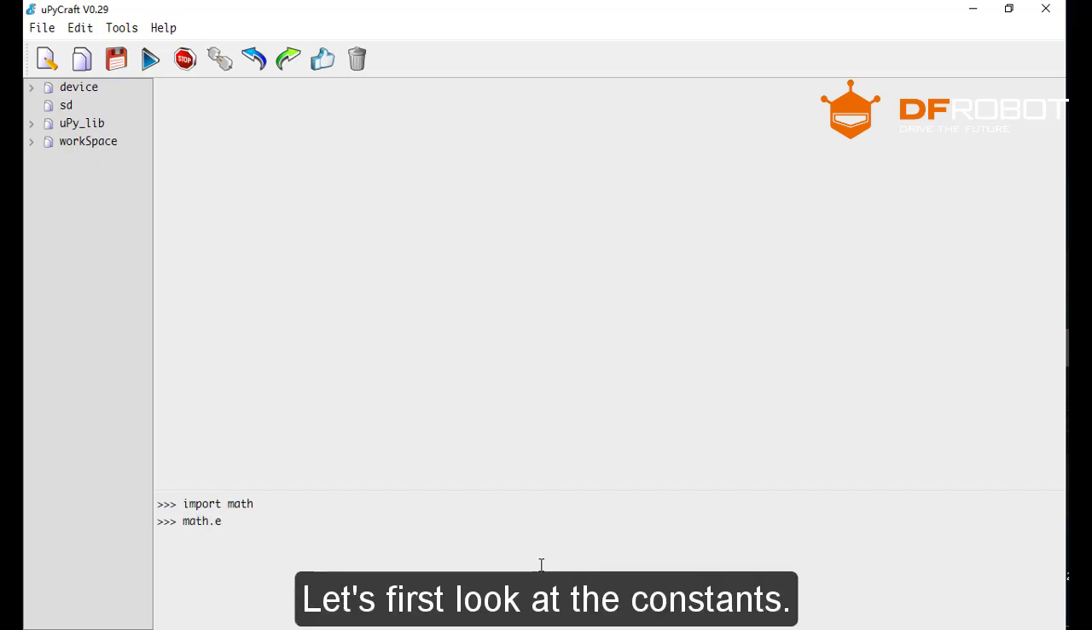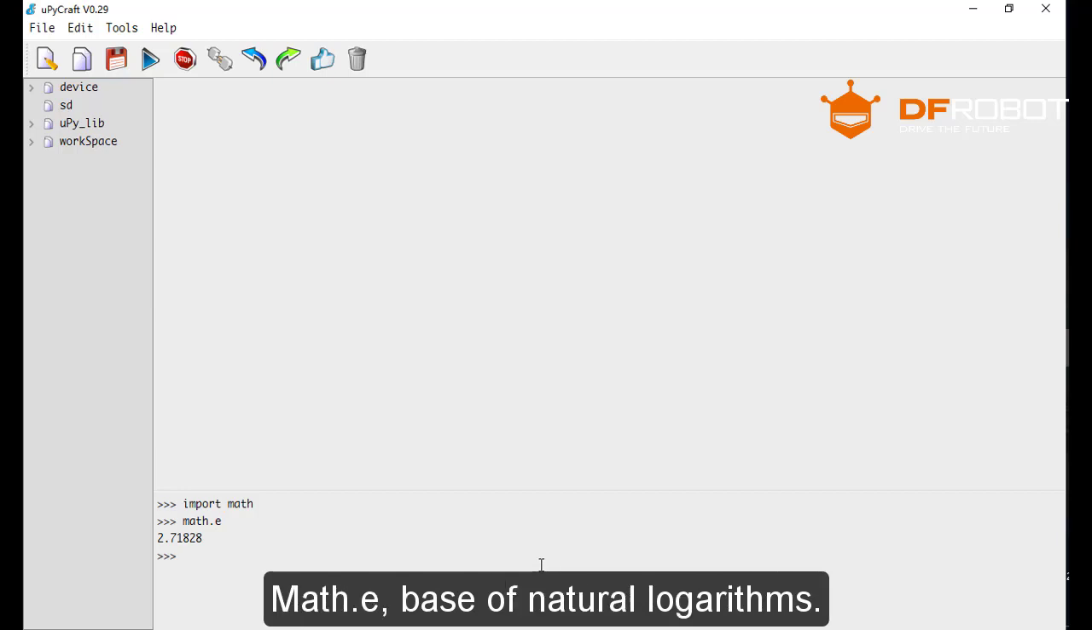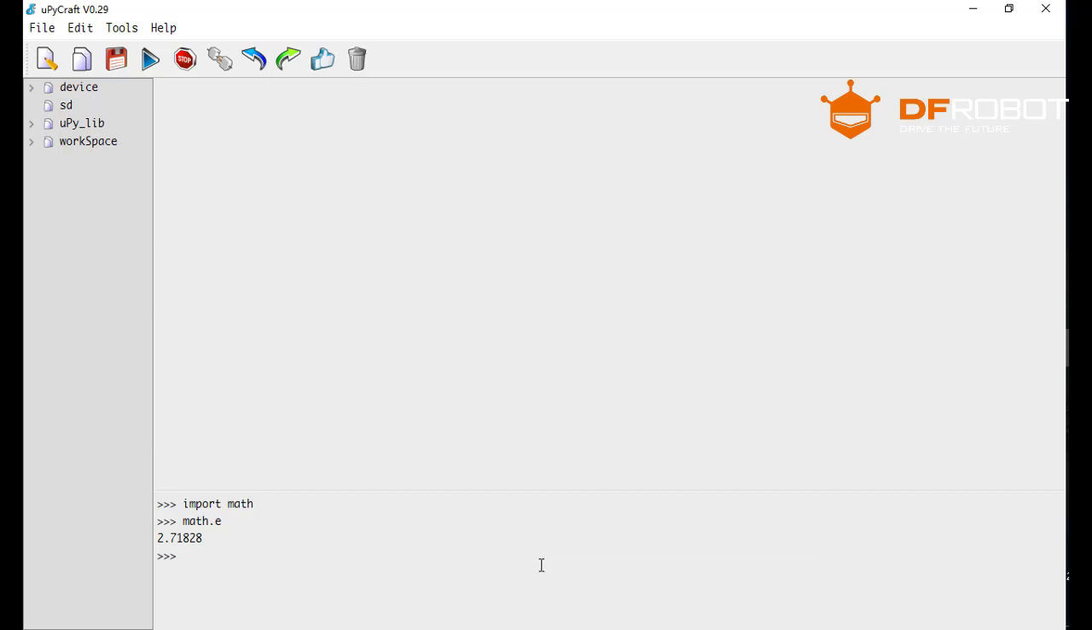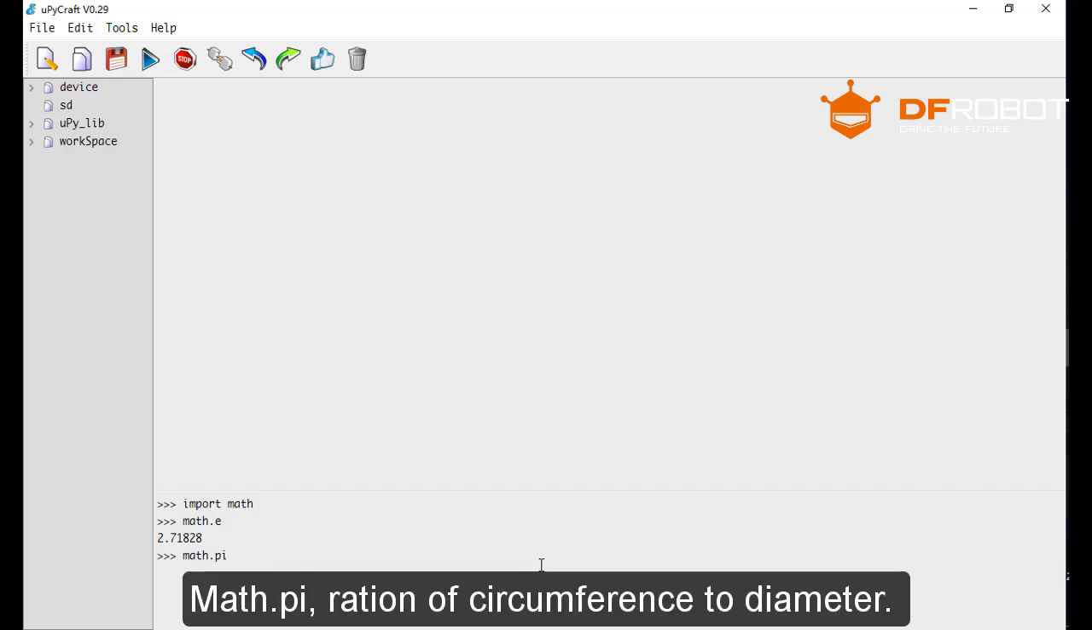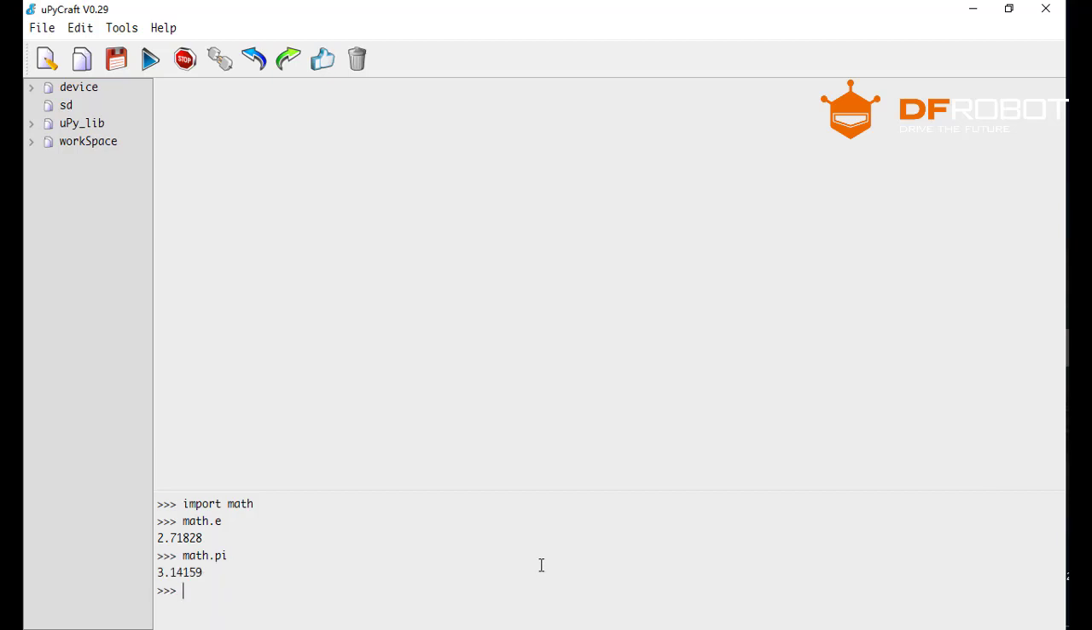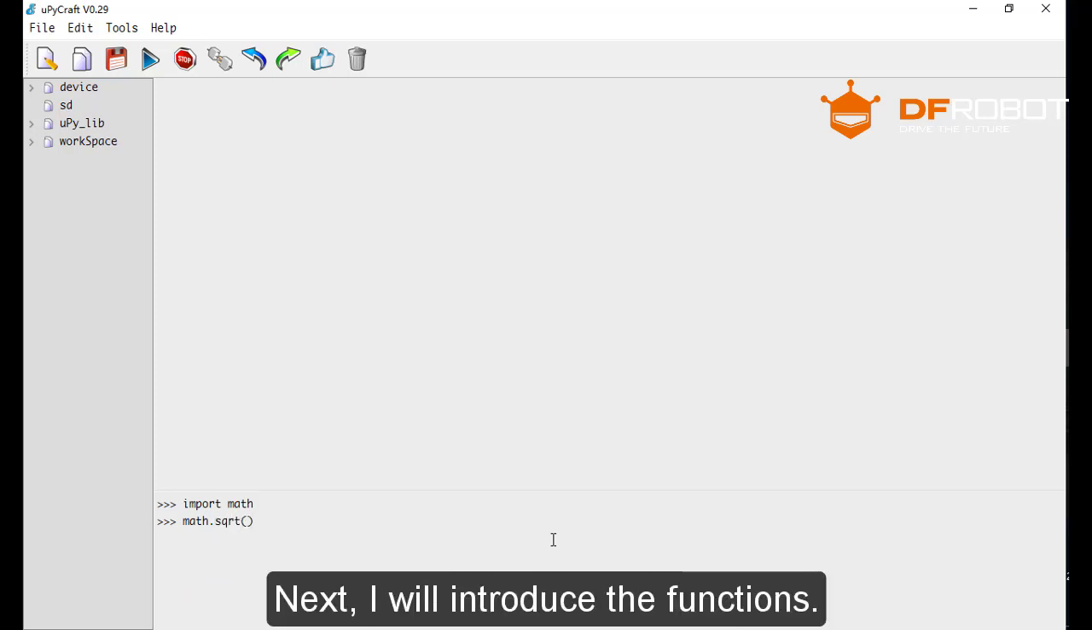Let's first look at the constants. math.e, the base of natural logarithms. e equals 2.718282. math.pi, the ratio of circumference to diameter. Pi equals 3.141593. Next, I will introduce the functions.